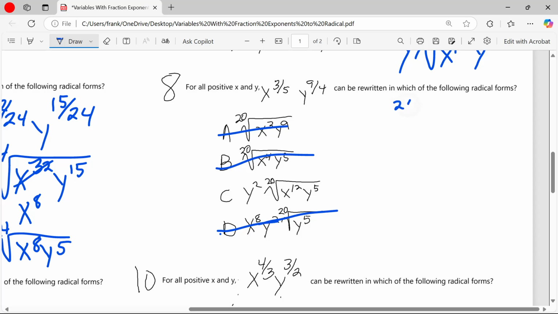The common denominator is 20. 5 goes into 20 4 times. 4 times 3 is 12. X to the 12 over 20. Y, 4 goes into 20 5 times. 5 times 9 is 45.